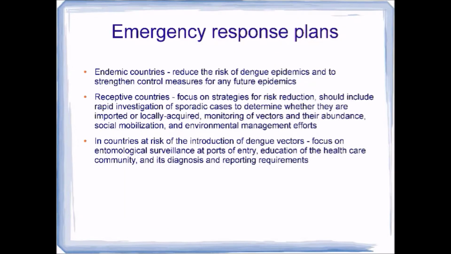The emergency response plans are different in each country. For endemic countries, the plans are to reduce the risk of dengue epidemics, and to strengthen control measures for any future epidemics, thereby minimizing the clinical, social and economic impact of the disease.